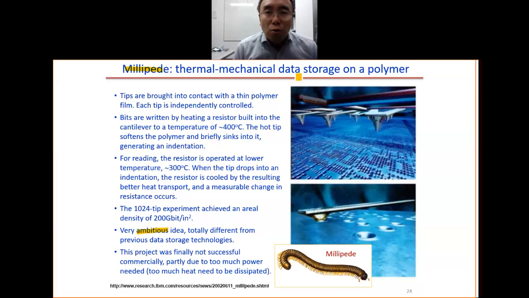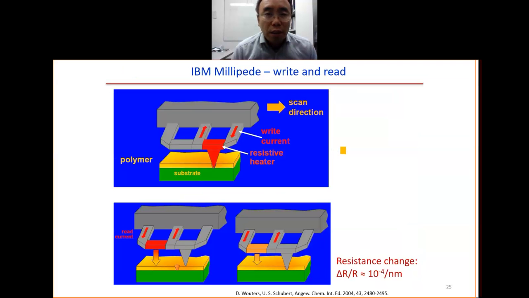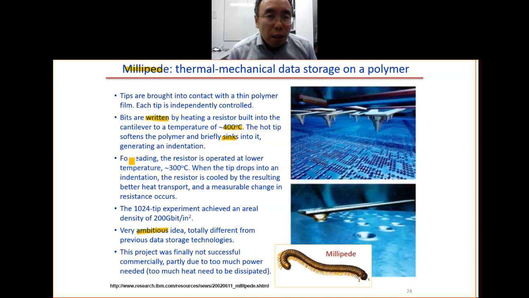So now let's look at how to do the data storage. You can see we have this pit. You store the data. This is like 1, 1 and 0, 1, something like that. For the process, we heat up the tip to 400 degrees. Then the hot tip will soften the polymer and sink into it. This way you have the indentation. This is the writing. You pass the current, heat up the tip, then it softens the polymer and sinks into it. This is the write process.